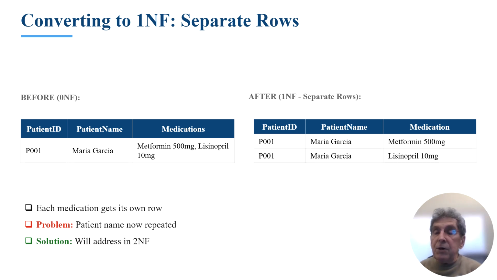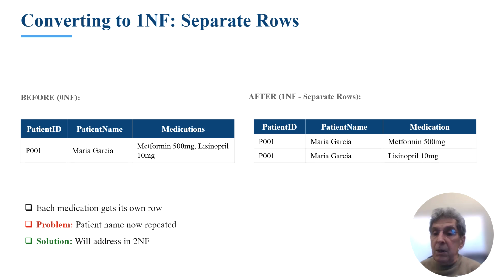There are 2 common methods to convert unnormalized data to first normal form. Let's look at the first, creating separate rows for each value. Looking at our before example, Maria Garcia has 2 medications in one cell. In method 1, we split this into 2 rows, one for each medication. Now every cell contains exactly 1 atomic value. Maria Garcia appears twice, once for metformin and once for lisinopril. The multi-valued attribute problem is solved.